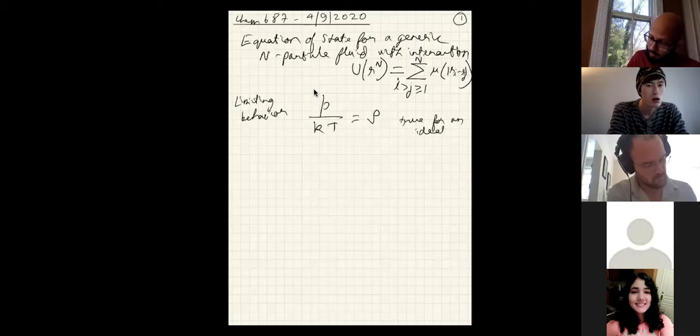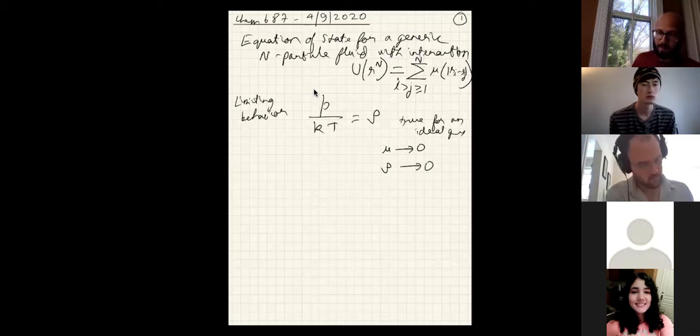What does that mean? It means that either your small u tends to zero or your density tends to zero. In either case, or both cases typically, that's what happens. You get P by kT equal to rho. That's your ideal gas equation. But in general, that is not true.